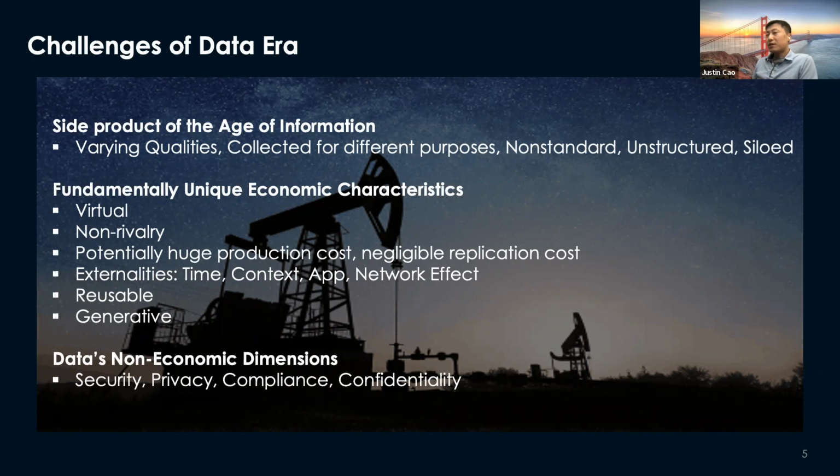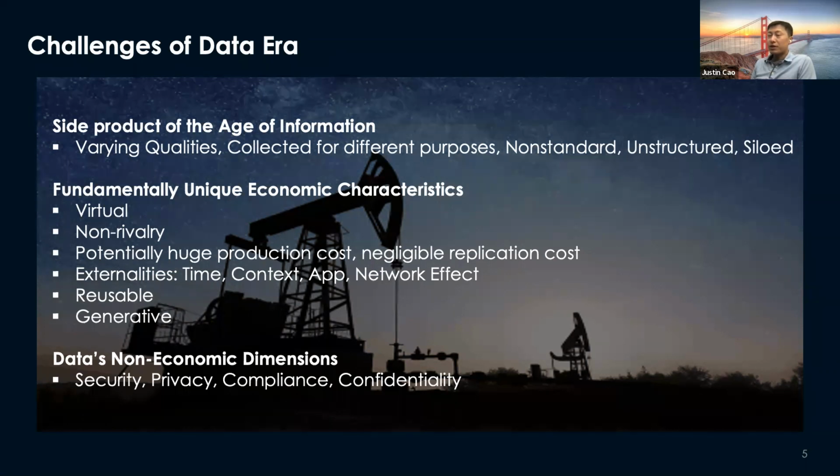And so data also has a huge production cost, but negligible replication cost. What that means is, a lot of us are in the biomedical world, so we're pretty familiar with, for example, NGS sequencing, right? You can spend $1,000 to do a whole genome sequencing, to produce that data. So that's a production cost. But if you just make a copy of that and give it to someone else, the replication cost is very, very low. So what that means is you cannot simply just copy the data and give it to someone. You may lose a lot of the value of the data by doing that, right? And data is also reusable, et cetera.